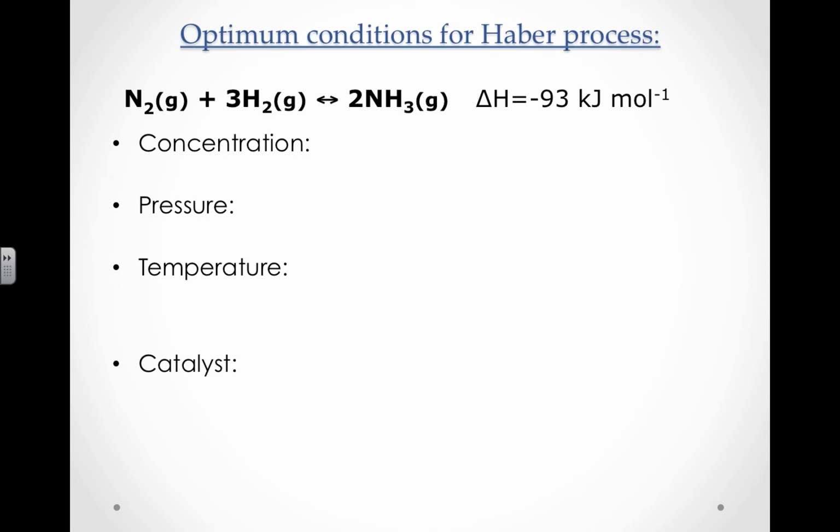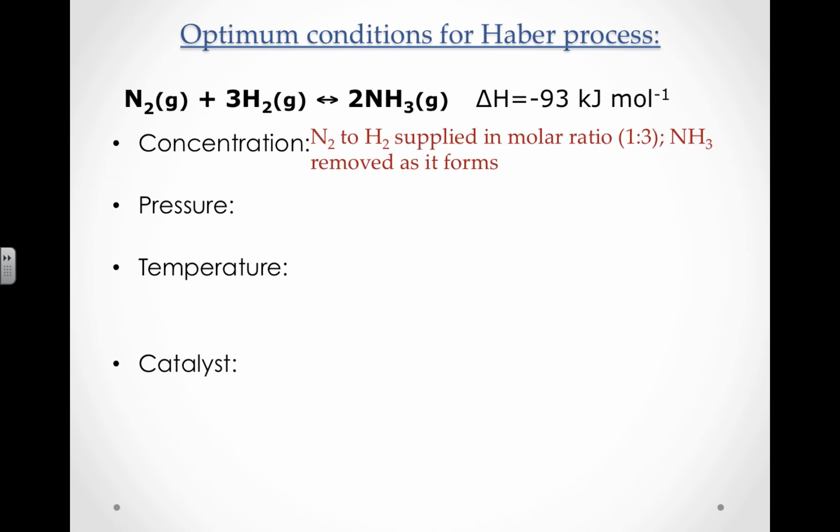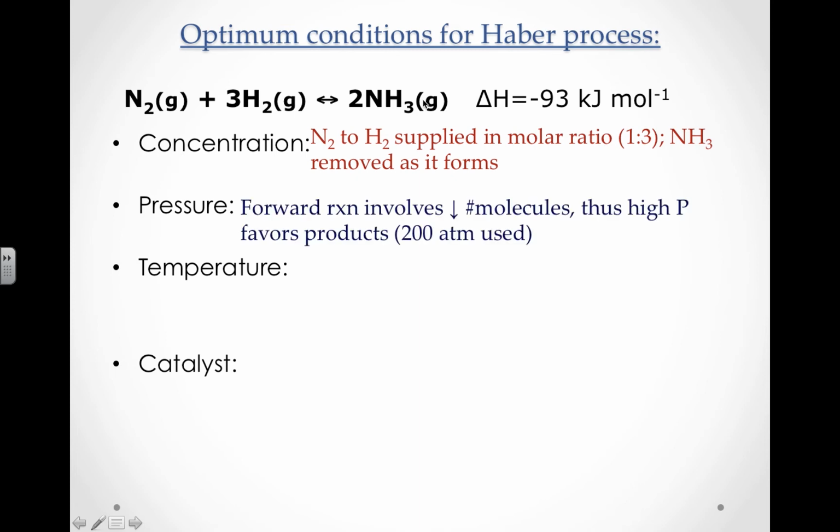So here's the optimum conditions. First off, in terms of concentration, we use the appropriate mole ratio of nitrogen to hydrogen, and we remove the ammonia as it forms. So if we're pulling the product out, we're removing it, then that continually shifts it to the right. In terms of pressure, well, I've got 4 moles of gas versus 2 moles of gas. So we're going to use a high pressure. 200 atmospheres is what is used. You don't have to know that specific number, but know that we want a high pressure to shift it right.